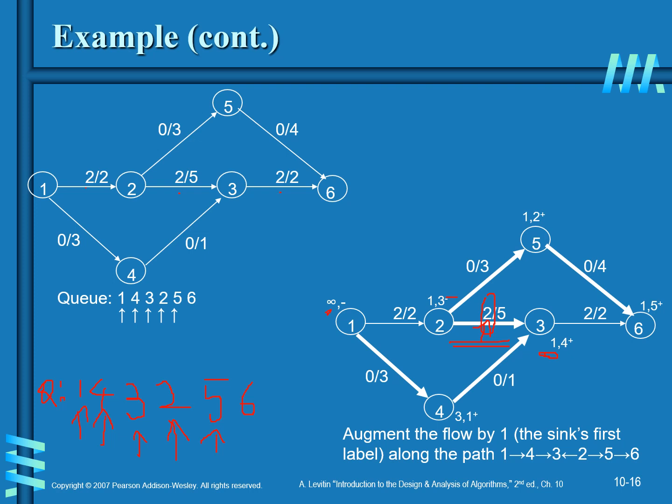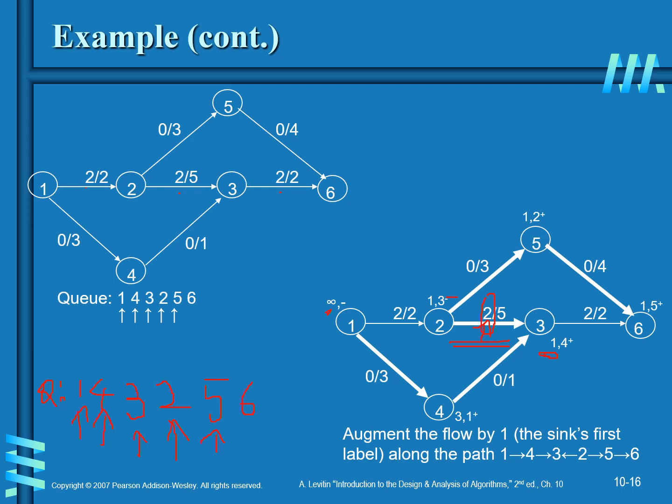What is its second label? 4. So you will come over here because this vertex is labeled with plus. So this edge has to be increased by 1 unit. Again, what is its second label? 1. So you will reach the sink. It is also labeled with plus. So you have to increase the current flow.